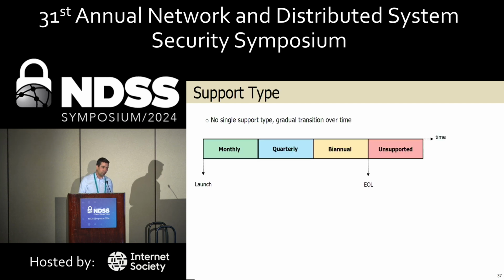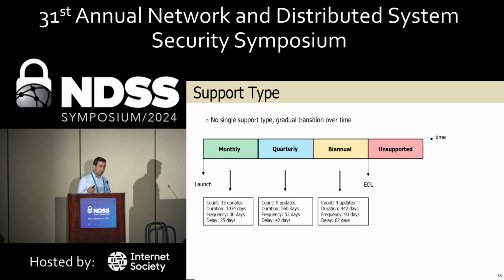The first factor that we looked at is the support type. During our analysis, we found that the support type is not a single support type. It could be monthly, quarterly, or biannual. Devices generally start with the monthly support, then switch to quarterly, then they receive the biannual support. Finally, they stop receiving any security updates. We found that these different support types have significantly different support behavior.